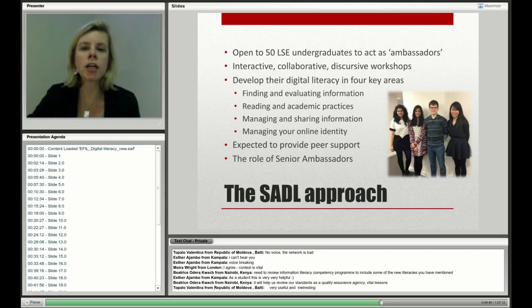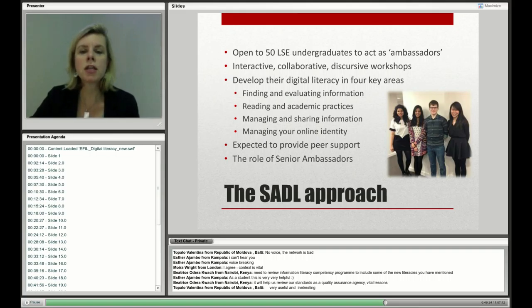We've looked at four key areas. So we've looked at finding and evaluating information, where they look at tools like Google, Google Scholar, how they compare with other academic search engines. We look at what we call reading and academic practices, and how they might use technology to facilitate those abilities, the apps that are out there that can help them, how they can cope with the amount of reading that they might be expected to do. Then we look at managing and sharing information. And finally, the area of managing your online identity.